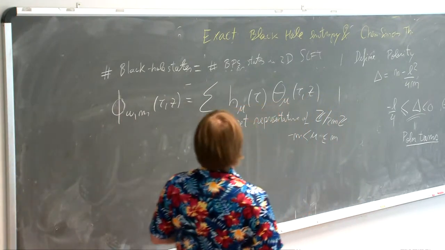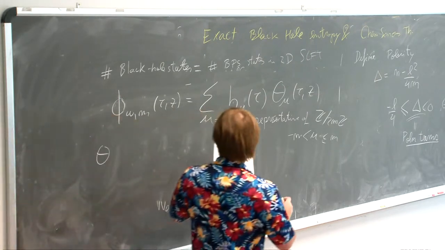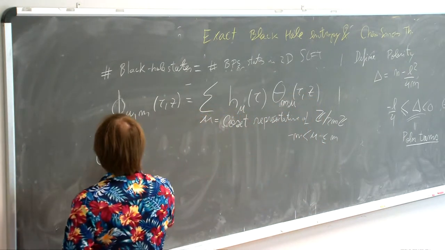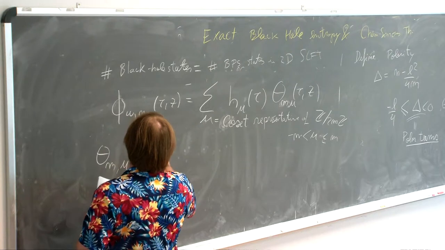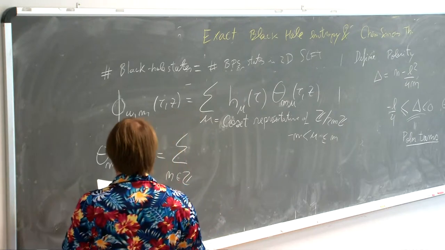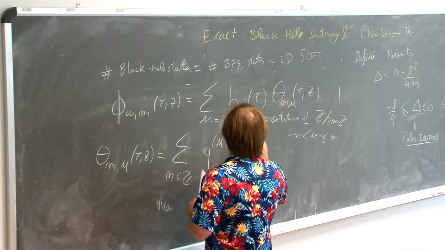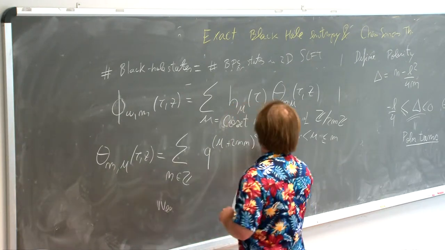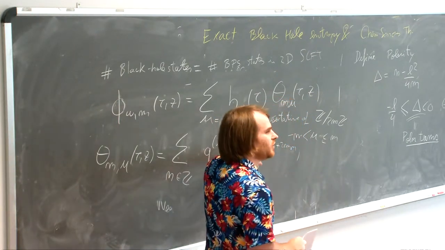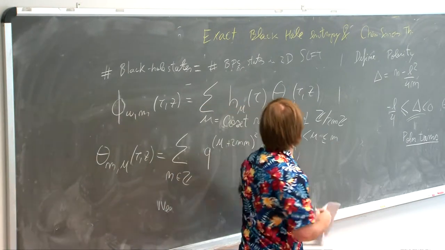Okay, it's your choice. These theta m,mu are the theta functions, and they have the following expression: just a sum over this lattice, q to the power of (mu plus 2m n) squared. So basically, it gives you mu, and then just shifts on this lattice by 2m n, okay?